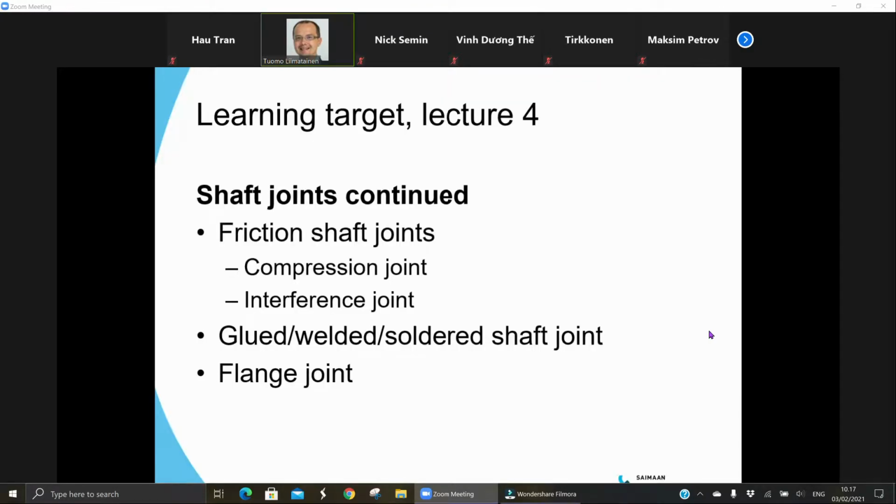So the learning target for today would be to learn more about shaft joints in general. We learn about other types of shaft joints, friction shaft joints, which can be done either by compression or interference, and something general about glued or welded or soldered joints, and also about a flange joint.